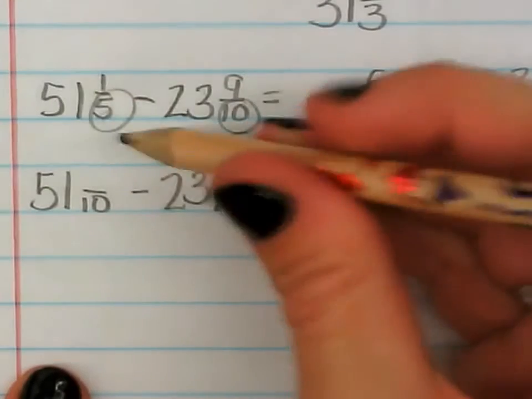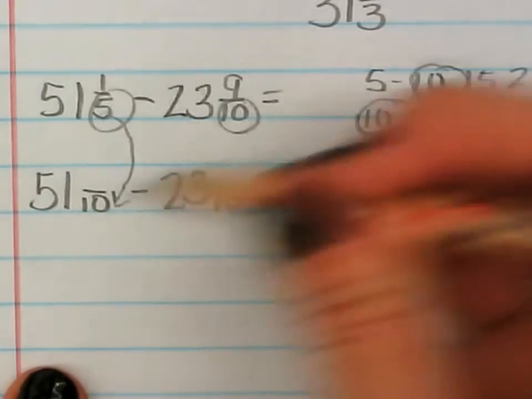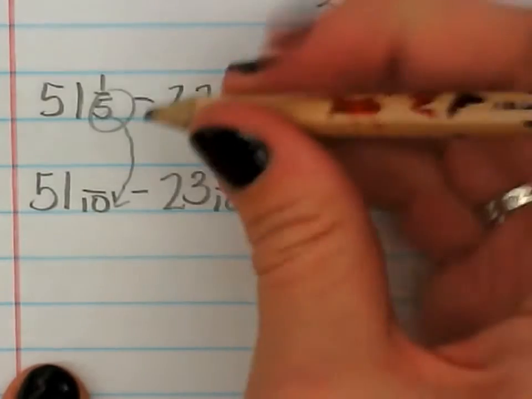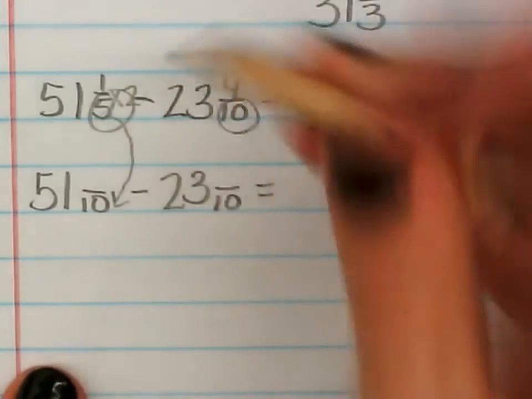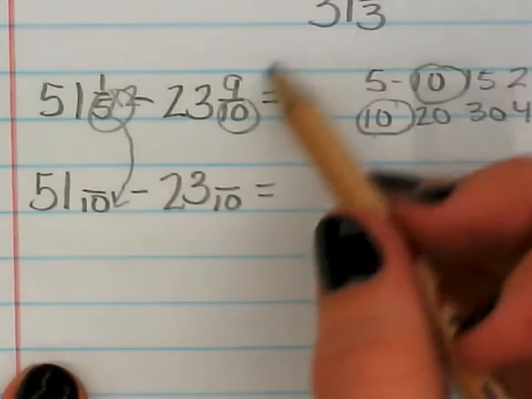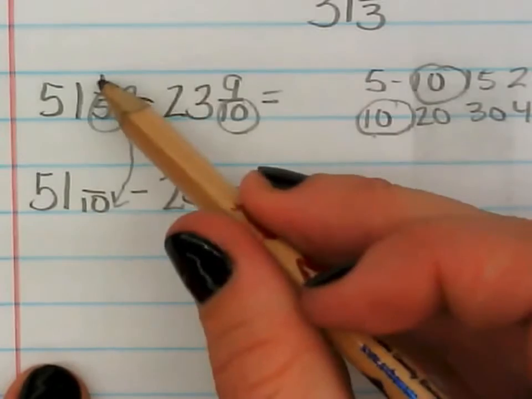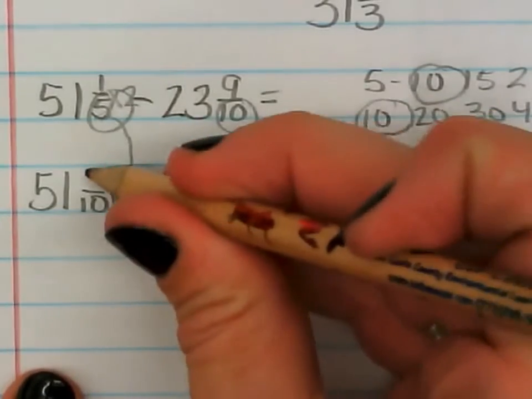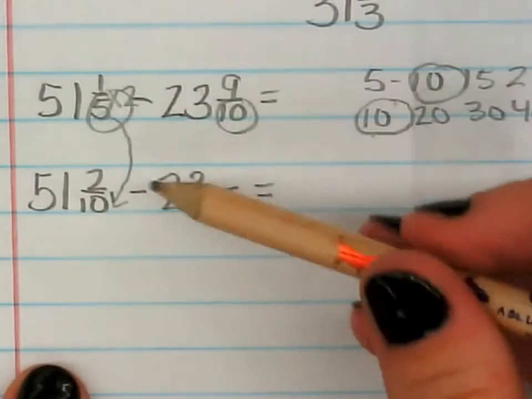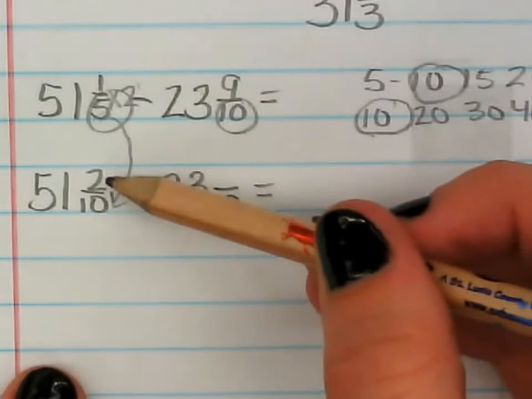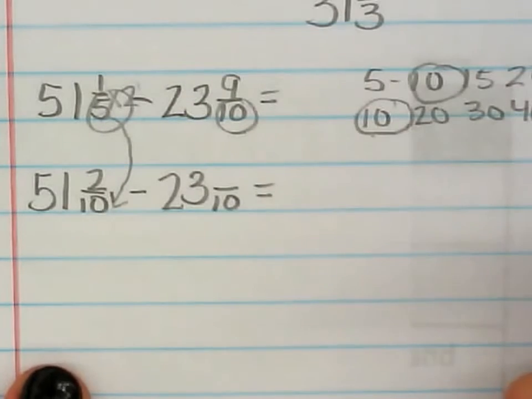Okay, so now I need to figure out what did I do to go from fifths to tenths. That's right, I multiplied by 2. And I know that what I do to the bottom, I must also do to the top. So I'm multiplying my numerator by 2 as well. 1 times 2 is 2. So now I've created an equivalent fraction. 1/5 is equivalent to 2 tenths.